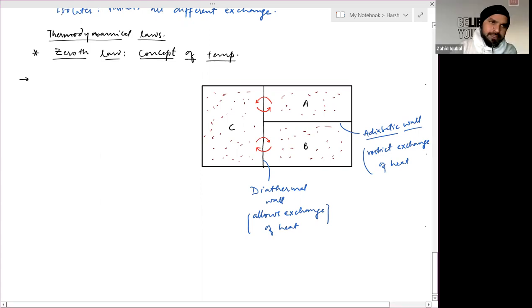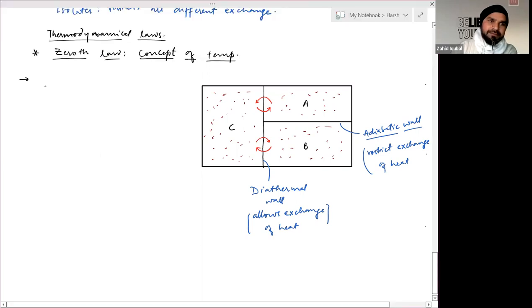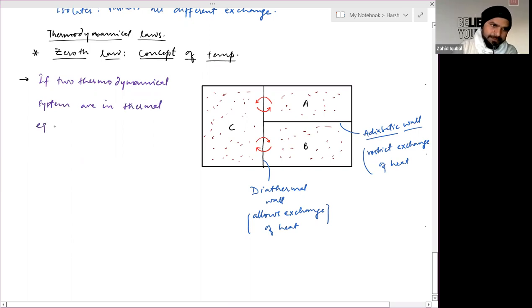So according to this, we can say if two thermodynamical systems are in thermal equilibrium with each other. Oh, sorry, with the third system.